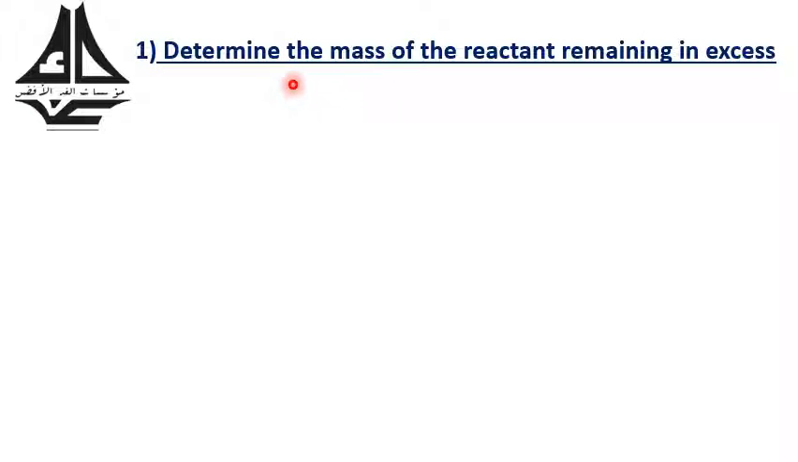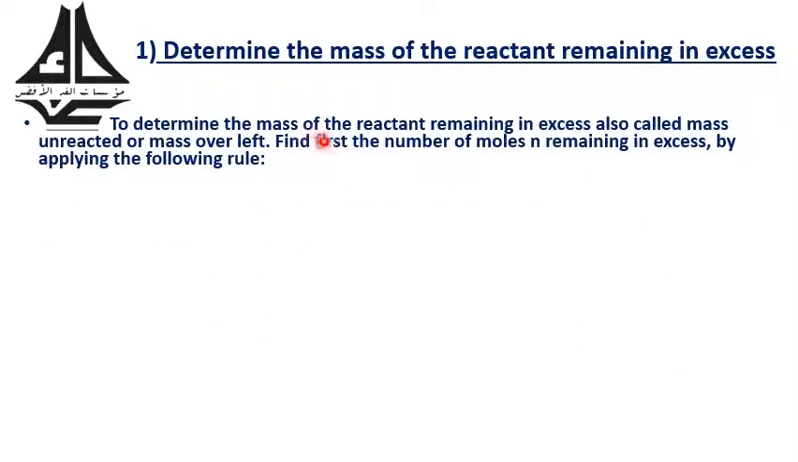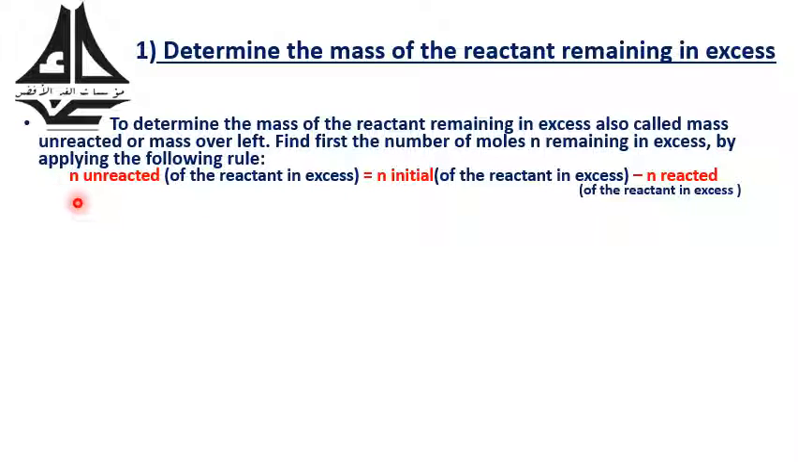Objective number 1. Determine the mass of the reactant remaining in excess. To determine the mass of the reactant remaining in excess, also called mass unreacted or mass overleft, it's very simple. First, we find the number of moles, small n, remaining in excess by applying the following rule. Number of moles small n unreacted of the reactant in excess is equal to the number of mole initially found of the reactant in excess in the given, minus number of mole reacted of the reactant in excess.